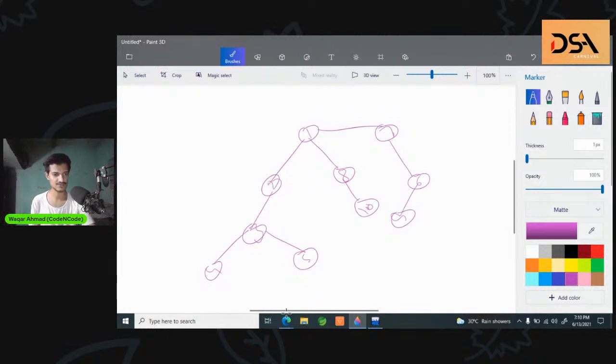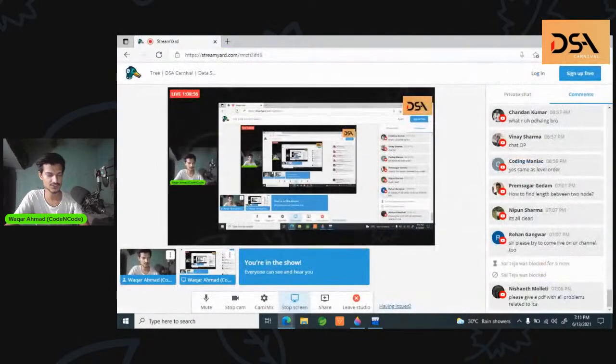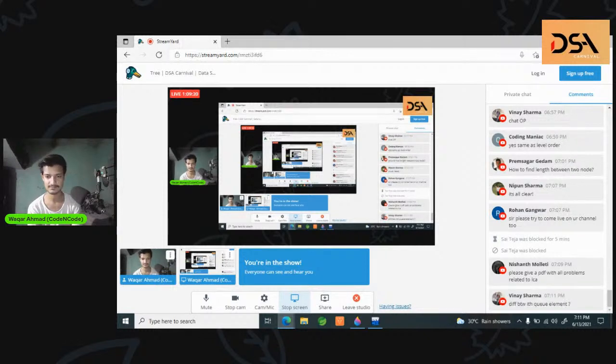So in this tree, I think the longest path will be this. 1, 2, 3, 4, 5, 6. So the diameter of this tree is 6. So the question is, you are given a tree, how will you find the length of the longest path, basically the length of the diameter? Again, is there any question regarding diameter? At least the definition of diameter is understandable, right? So the question is, how will you find the length of the diameter? Anyone knows? Let's keep the session interactive, otherwise this is going to be a dull session. Anyone?